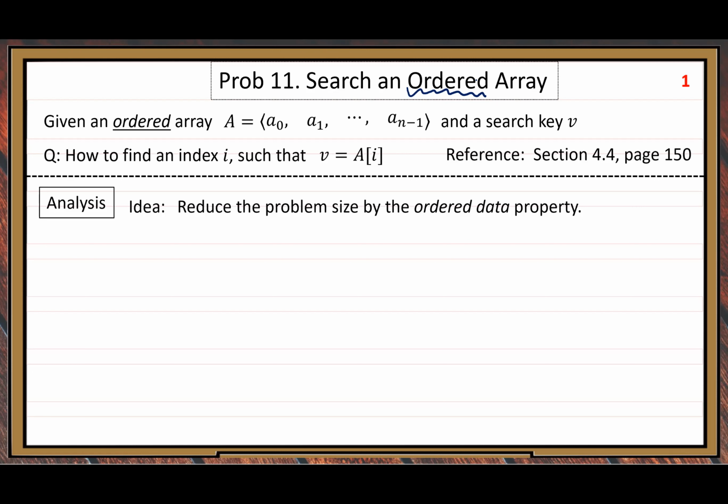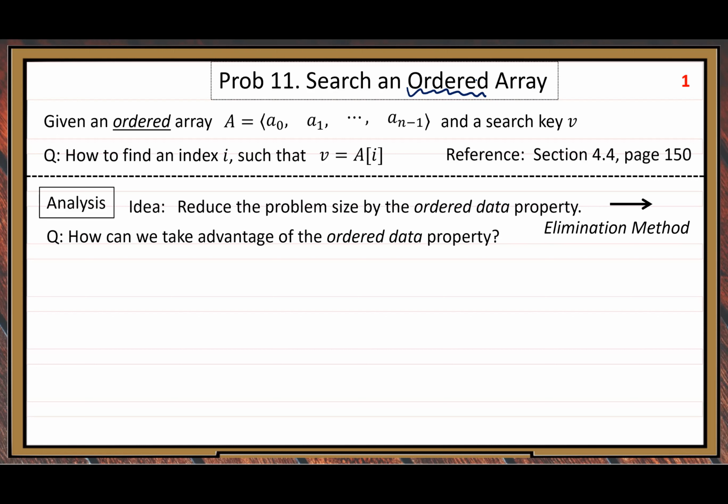Now, the question is how to reduce the problem size, right? Here we have the important ordered data property. So we want to use this property to reduce the problem size as much as we can. That's the basic idea, or we can treat it as the strategy. So this is the strategy we want to take. All right. By the elimination method. How to do elimination?